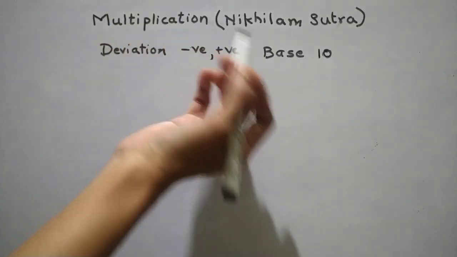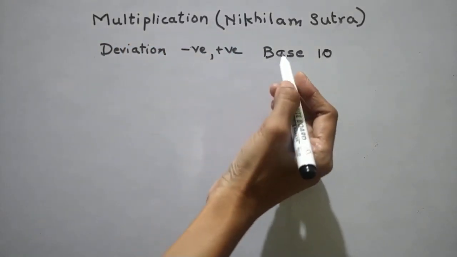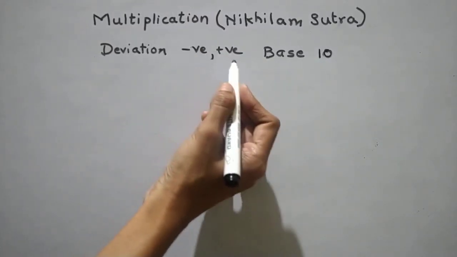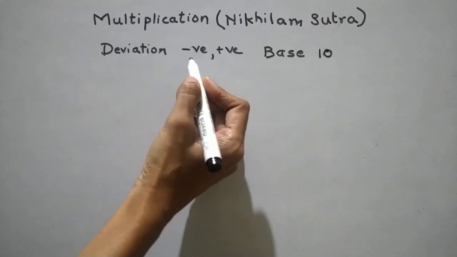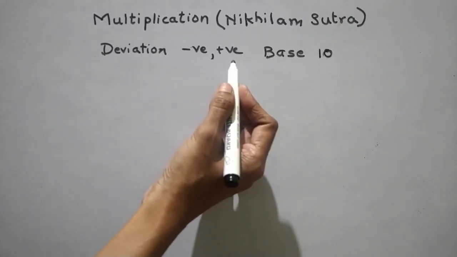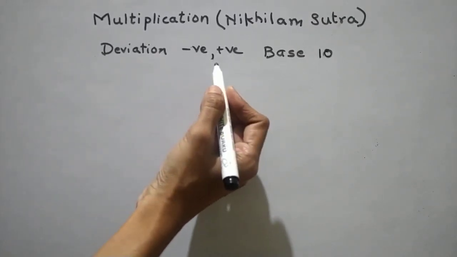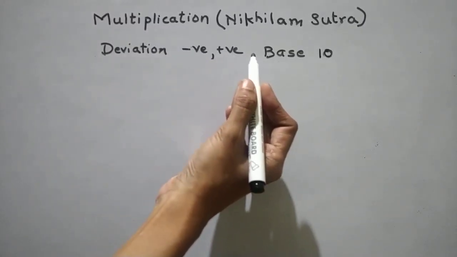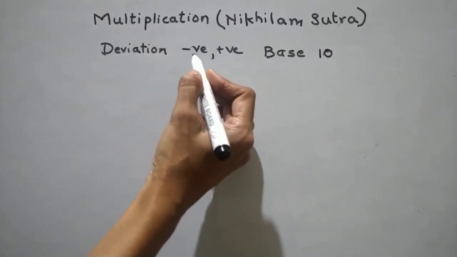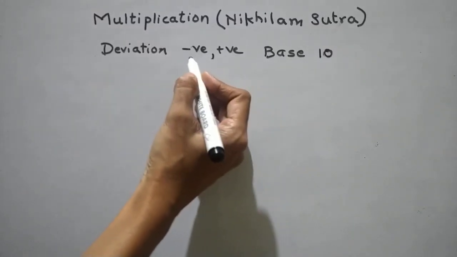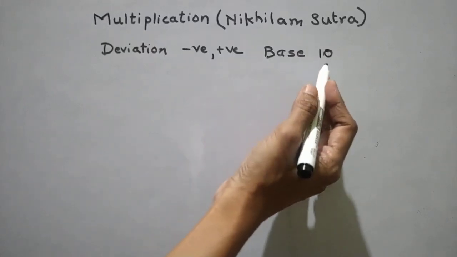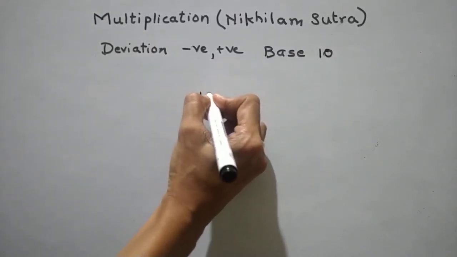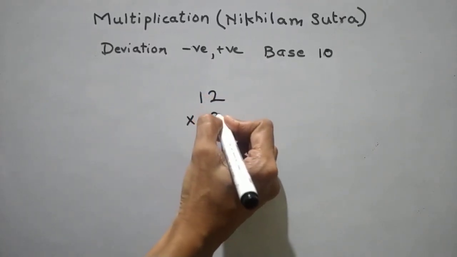We'll see multiplication of two numbers with base 10, where the deviation is negative for one number and positive for the other. We have already seen examples where the deviation for both numbers was negative, and where both were positive. Now we'll see when one number has a positive deviation and one has a negative deviation. So we'll start with base 10.